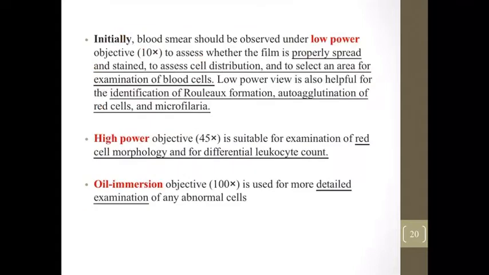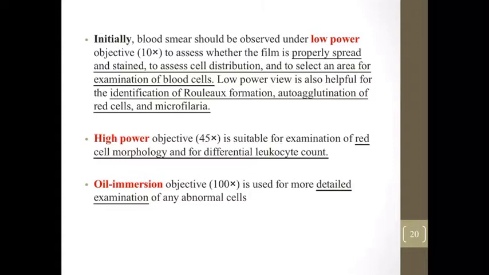So how to see the smear? Initially we have to screen the slide under low power, then high power, then oil immersion field. First, low power. The blood smear should be observed under the low power objective, 10x, to assess whether the film is properly spread and stained, to assess the cell distribution, and to select the area for the examination of the blood cells. Low power is also helpful for identification of rouleaux formation, agglutination of red cells and for detection of microfilaria.